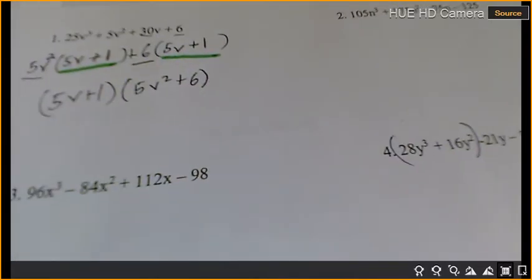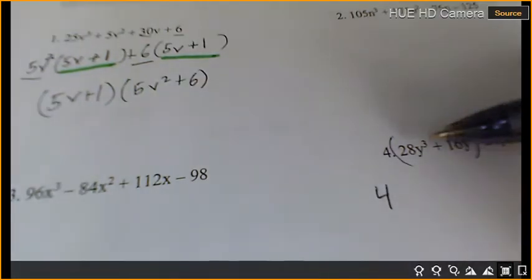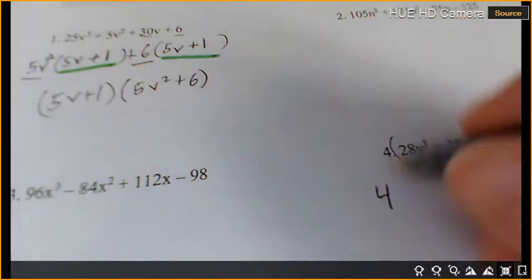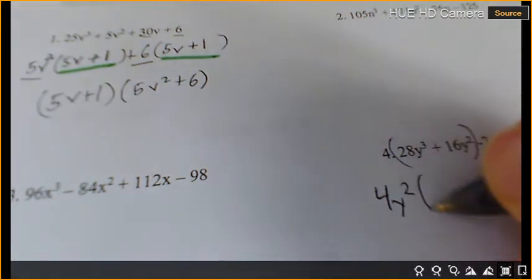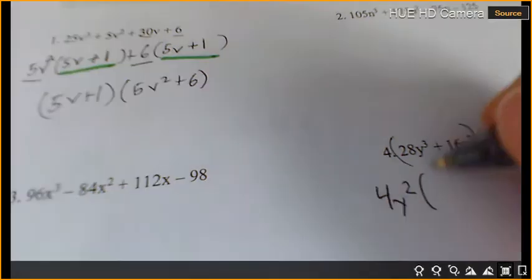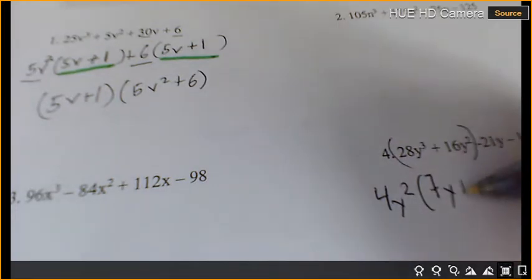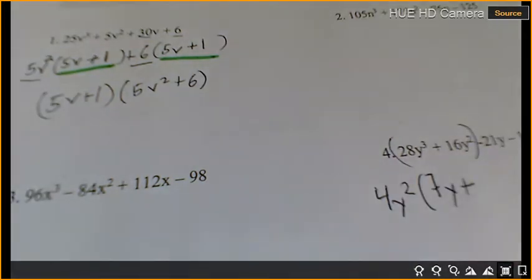What goes into both 28 and 16 evenly? 4. And what's the smallest number of y's? I've got y to the third and y squared. Which is the smallest? So I can pull out a y squared. 4 times what gives me 28? 7. And I need one more y, because that's y squared, and I need y to the third. 4 times what gives me 16? 4.